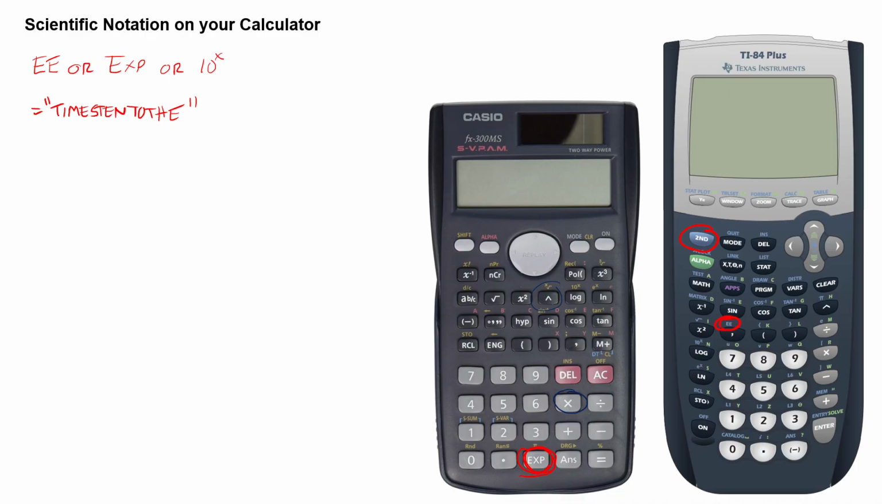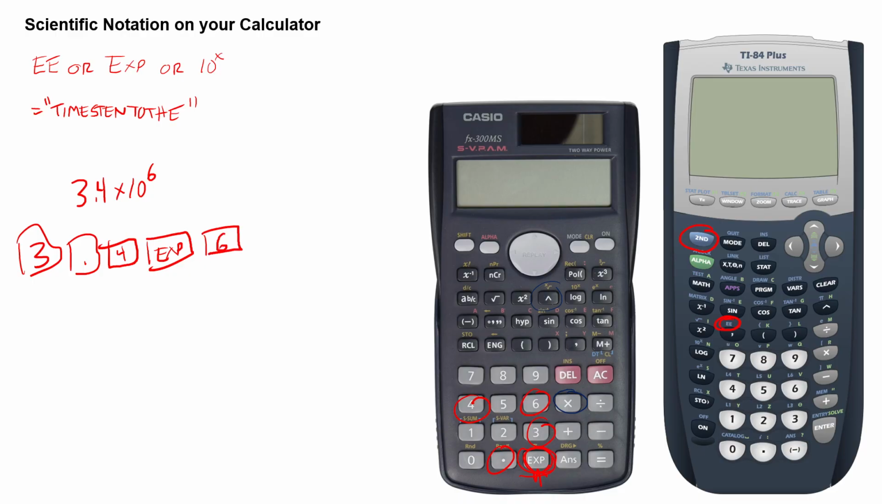And so if you wanted to enter 3.4 times 10 to the 6th, you're going to do 3.4 times 10 to the 6th. So you would enter 3 as that number. You'd have the decimal point. You'd have the 4. And then you'd have your, in this case, EXP button. And then you would have your 6. If you enter it in that way, it's going to hold it together as a single number, and it won't try to split it out into the two different things you're multiplying.